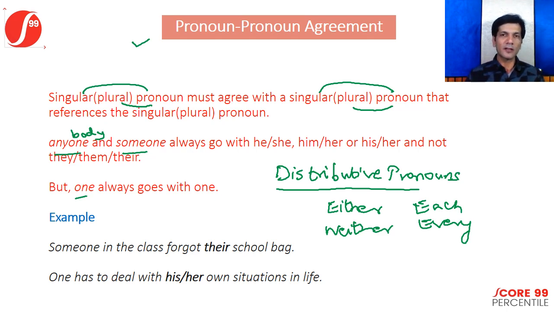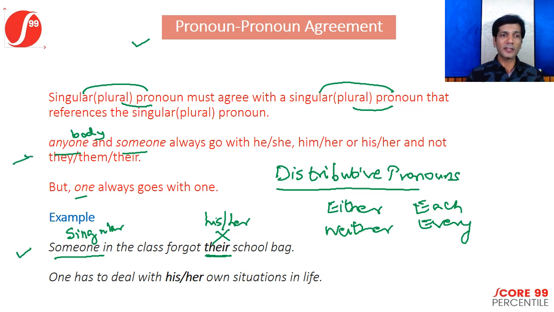Now distributive pronouns, remember, are always singular, which means any reference to that particular distributive pronoun should always be singular again. Let's take a look at this example. The sentence says, "Someone in this class forgot their school bag." Someone is a distributive pronoun. This is singular. Because this pronoun is singular, any reference of that pronoun with another pronoun must be singular, but "their" is plural, so this is incorrect. So you have to now replace this "their" with "his or her."